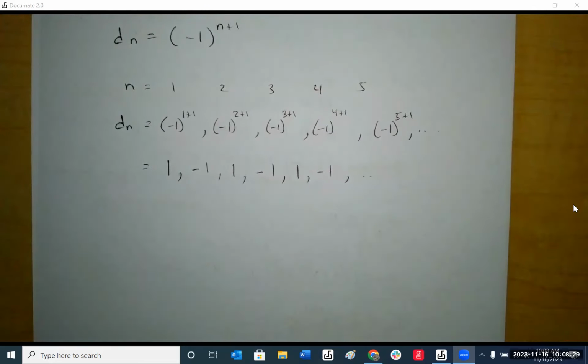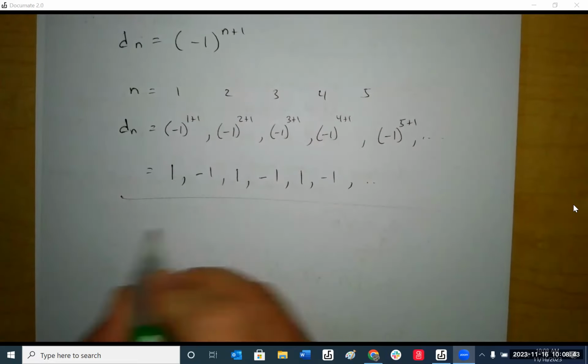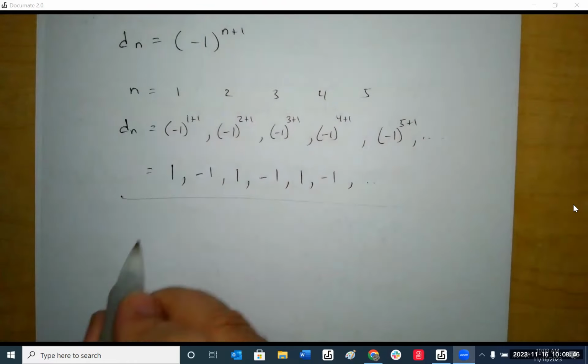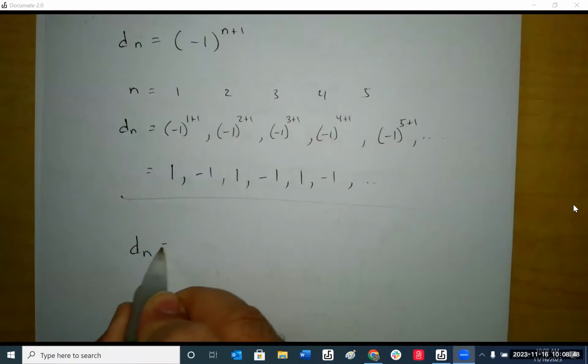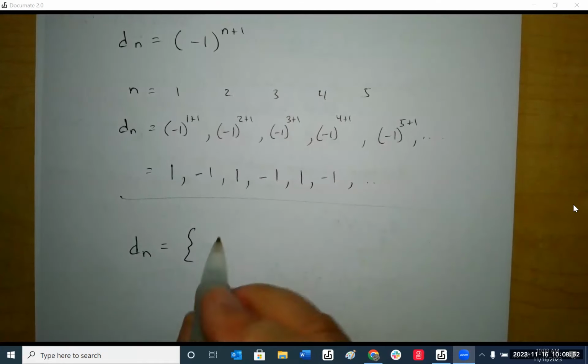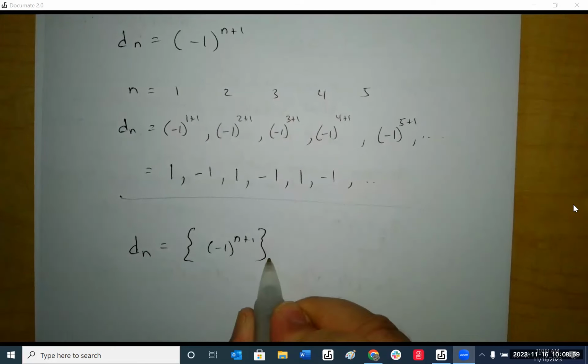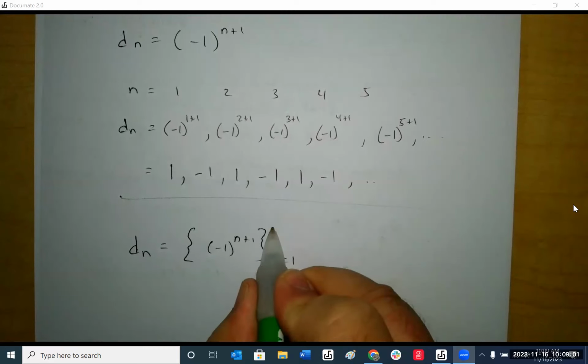Yeah, this is an infinite series because it doesn't end. They never put a stop to it. We can also write this last one, because we're looking at a sequence, as a list of numbers that has this formula, negative 1 to the n plus 1, where n begins at 1 and goes to infinity.